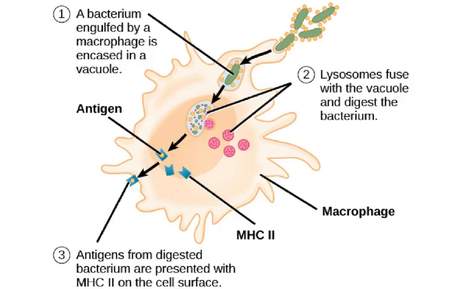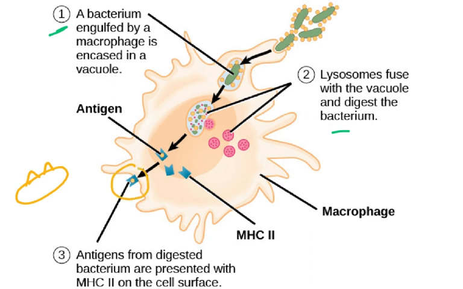This is a very good diagram. You can see number 1, a bacterium engulfed by a macrophage is encased in a vacuole. Number 2, lysosomes fuse with the vacuole and digest the bacterium. Number 3, antigens from the digested bacteria are presented. You see, if the bacteria is something like this and the antigens are like this, then you can see here the antigens are being presented.